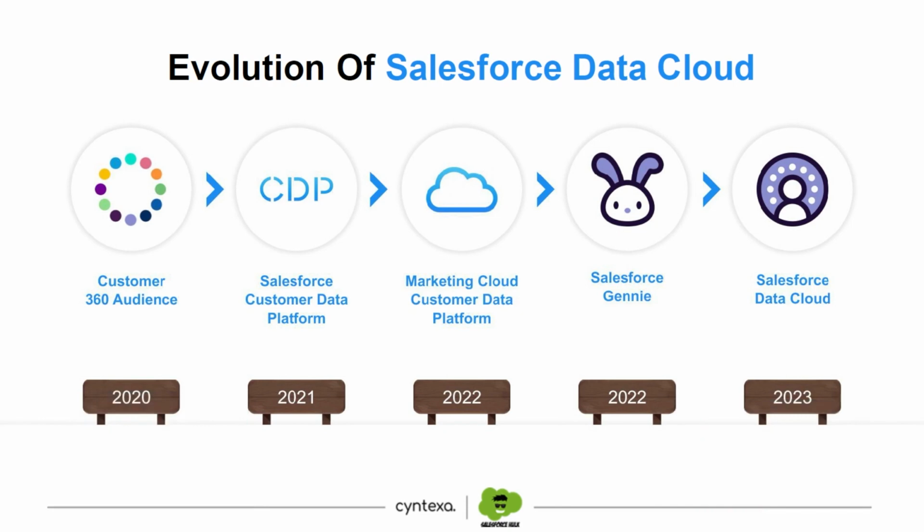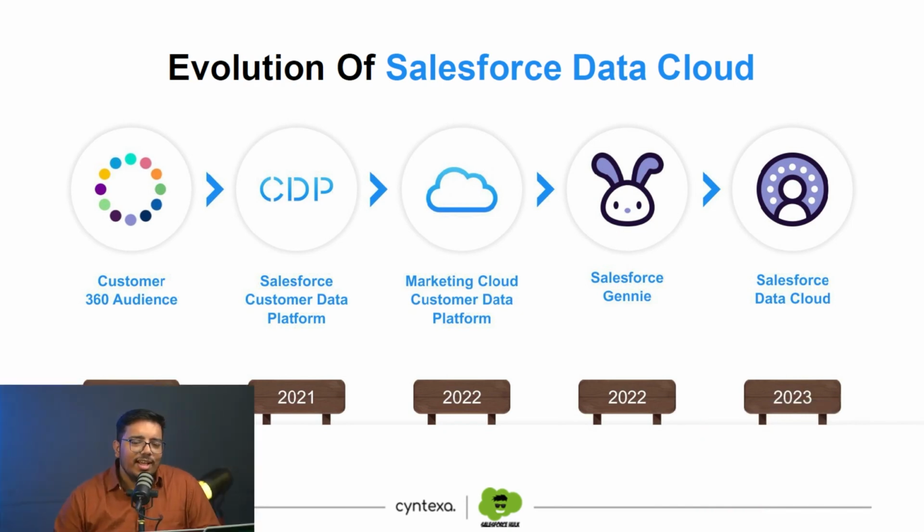I remember I first heard it in either 2017 or 2018 at their Dreamforce event. And then they launched a product called Customer 360 Audience back in 2020. From that point, they kept on evolving their platform, adding more features and creating new capabilities, and they got us to Salesforce Data Cloud. If you move to the next slide, I will explain what is in that.